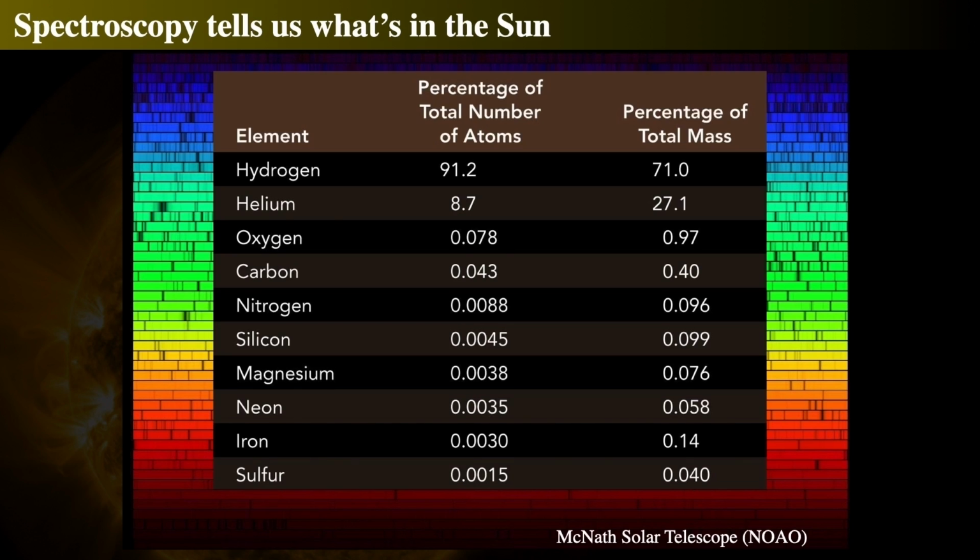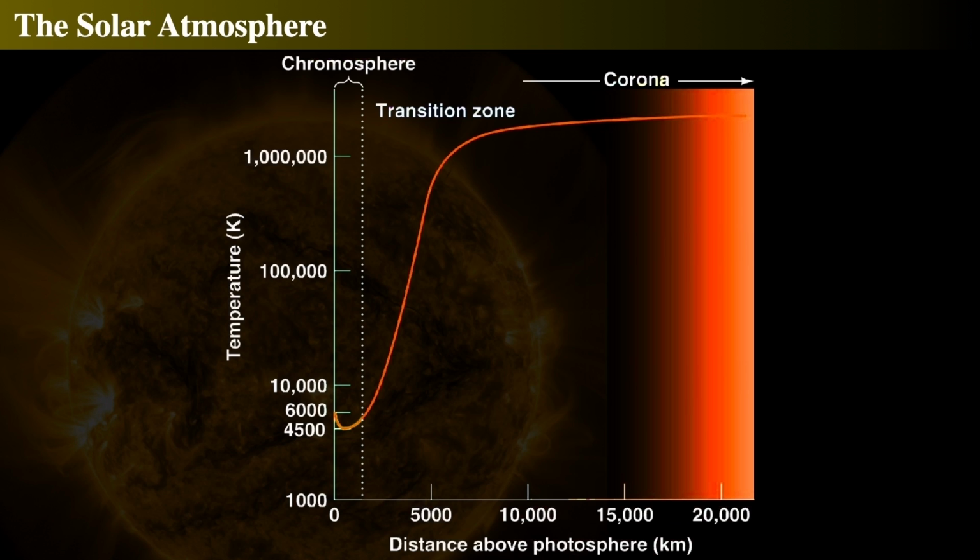And when we do that, we actually discover that the sun's atmosphere is about 90% hydrogen by atomic number, and by number about 9% helium, with very trace elements of everything else. So the sun's mostly hydrogen and helium, and all of the other lines that you see come from extraordinarily trace amounts of the rest of the elements.